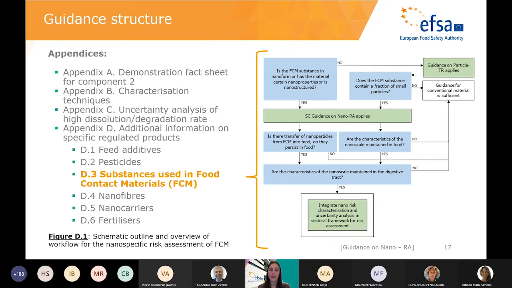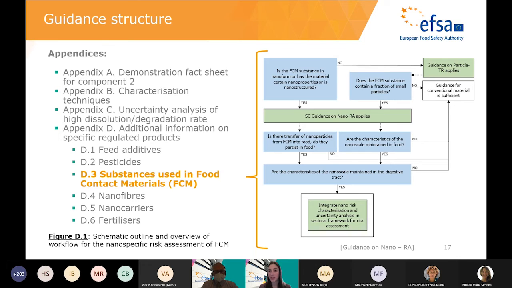To conclude with the general structure of the guidance, here you can find a list of the appendices that are present at the end of the guidance. Appendix A, demonstration fact sheet for component 2. Appendix B, as explained before, characterization techniques, so provides a list of standard and currently available methods for the physical-chemical characterization. Appendix C, uncertainty analysis of high dissolution degradation rate, and the Appendix C provides additional information on some specific regulated products as feed additives, pesticides, food contact materials, nanofibers, nanocarriers, and fertilizers.